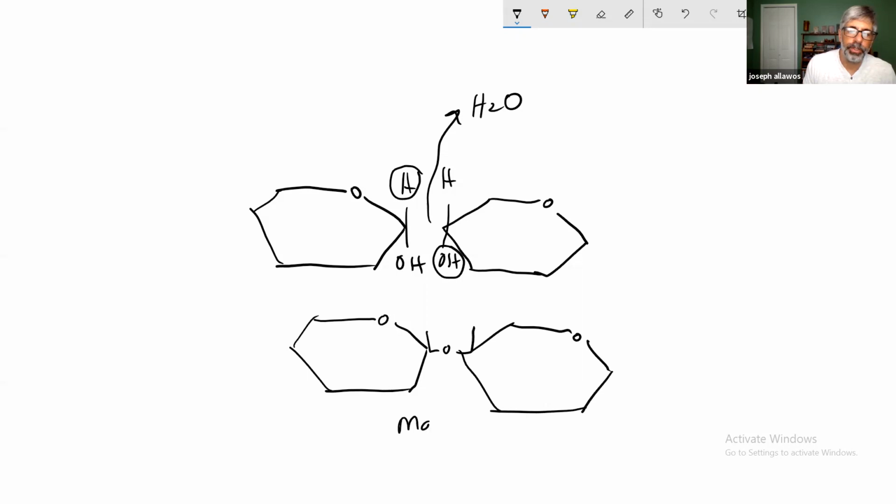And I believe this is maltose. This is malt sugar. If you've ever made beer, you've used maltose. Maltose is a good example of a disaccharide. Another example is lactose.